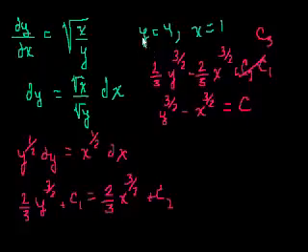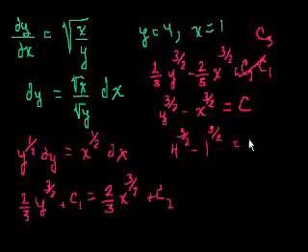And now let's use our initial conditions. So the initial conditions tell us that 4, and they don't have to be initial conditions. You can just say conditions or points where we know that the particular solution to this differential equation is satisfied. So 4 to the 3/2 minus 1 to the 3/2 is equal to c.